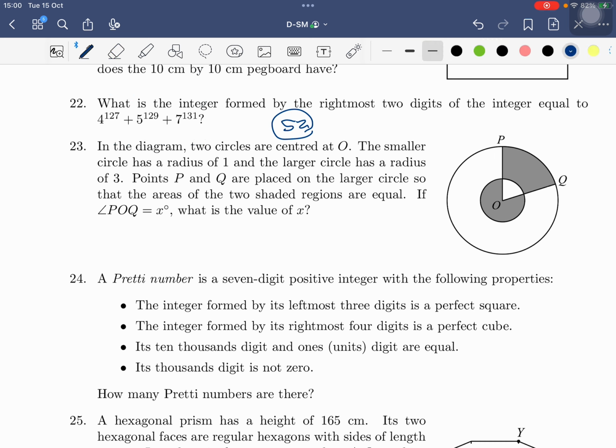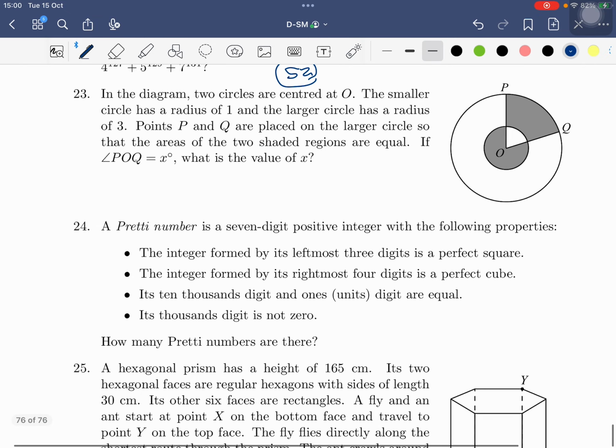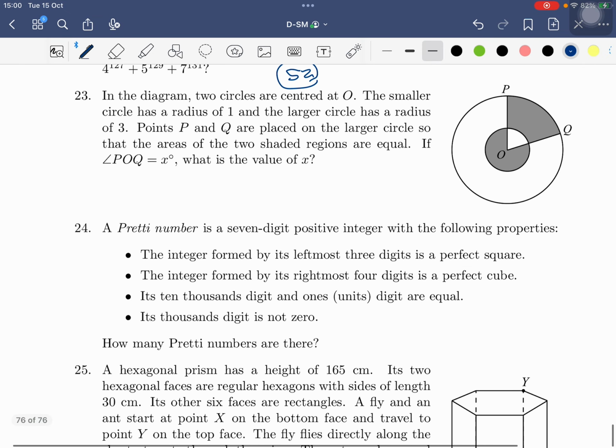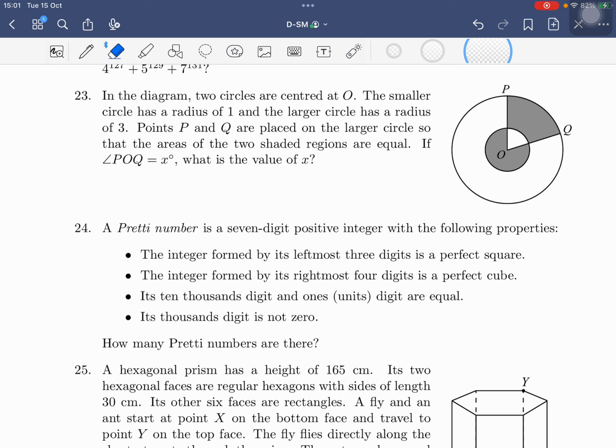So number 23. In the diagram, 2 circles are centered at O. The smaller circle has radius 1 and the larger one has radius 3. PQ. Okay, so these are 2 shaded regions. If we call angle POQ x here, then here it is 360 minus x.